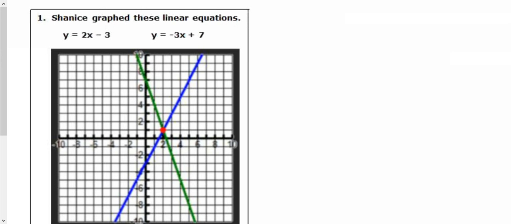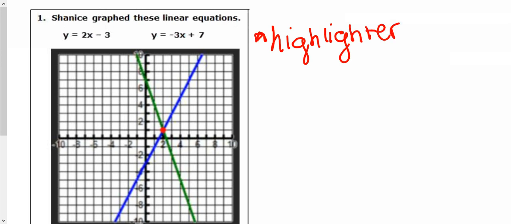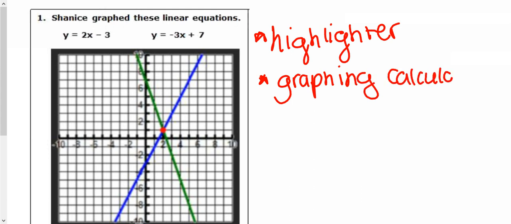So what you need for this video, you need a highlighter. It doesn't matter which color, but this will just help you so you can highlight important pieces of information. And you also need a graphing calculator. So make sure you have that now. And I guess I should also say you need a pencil. If you don't have those things, pause the video and go find them.